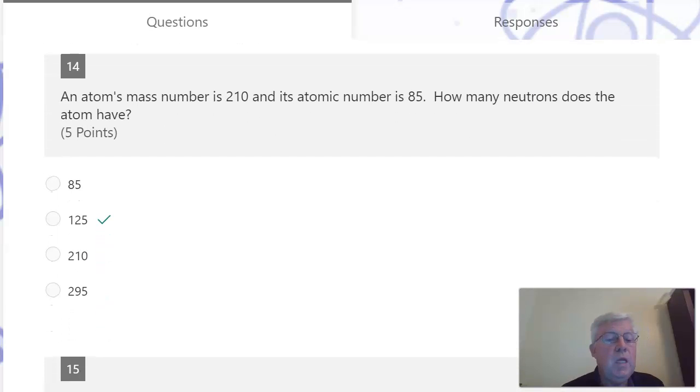Number 14, an atom's mass number is 210. Okay, that's the number of protons and neutrons. And its atomic number is 85. How many neutrons does the atom have? Now look, I'd really like you to do the math. I'd really like you to subtract 210 minus 85, and I want you to get 125. But come on, let's look at these answers.